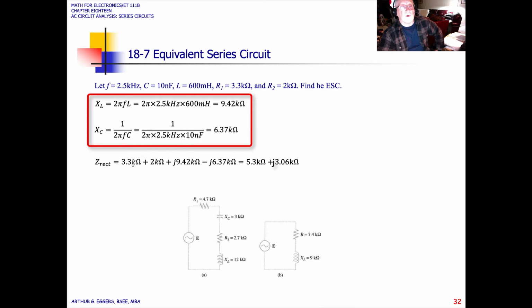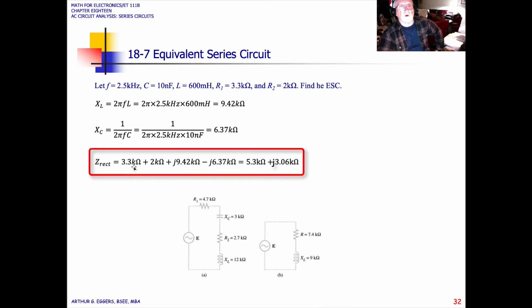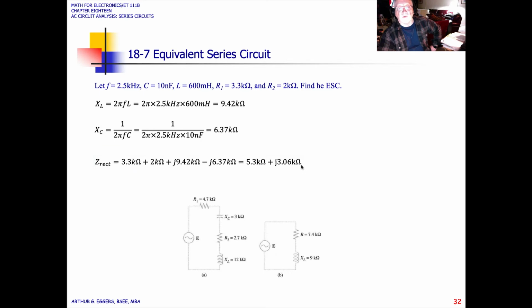Now at that point, we can combine all of the terms, R1, R2, X sub L, and X sub C, into our terms here. And again, that should have had a j there. In this case, they just wanted us to find the rectangular form. So that's our rectangular form.